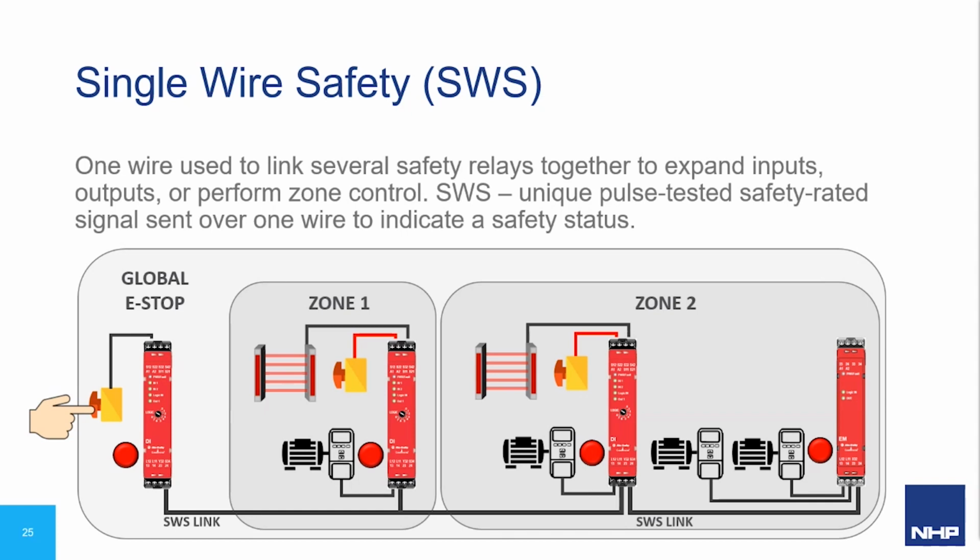So notice from the example, we can trip either Zone 1 or Zone 2 separately without affecting the rest of the machine. Zone 2 is even using an expansion module to extend the number of outputs. However, if we press the global E-stop, both zones are shut down simultaneously. This is the power of linking together multiple safety monitoring relays using single wire safety.